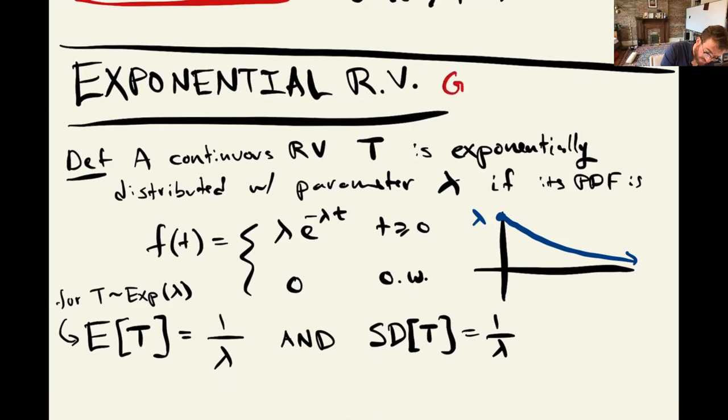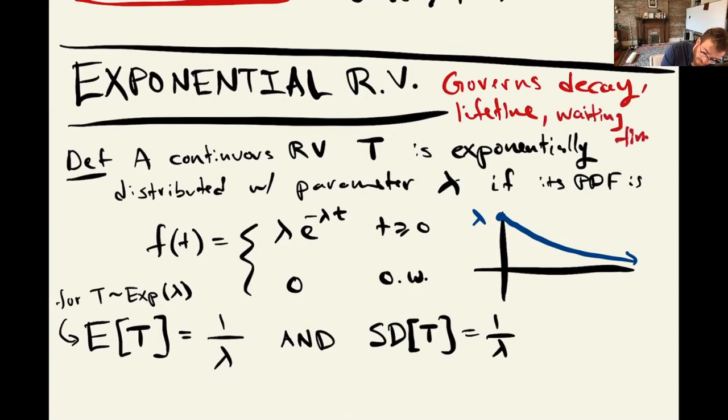So this governs decay, lifetime, and waiting times. So it's extremely powerful. But just to give you a definition, we say that a continuous random variable t, think of time, is exponentially distributed with parameter lambda if its probability density function is f of t, which is lambda times e to the minus lambda t, for t greater than or equal to 0. And it's 0 otherwise.